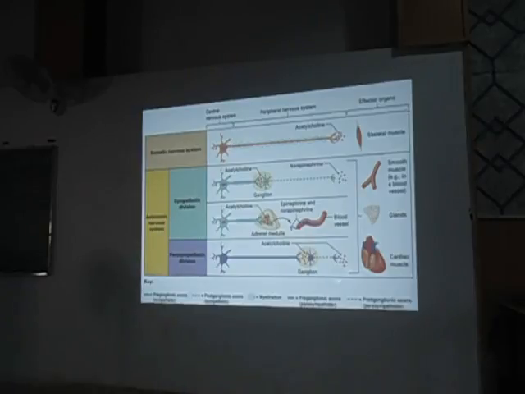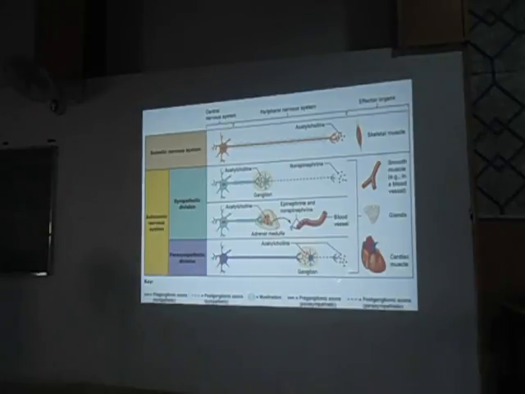Remember, acetylcholine is the preganglionic neurotransmitter in both the sympathetic system and the parasympathetic system. This is the diagram here. You can see acetylcholine. In the somatic nervous system, acetylcholine is there. That you can remember. Most of the people are failing here.